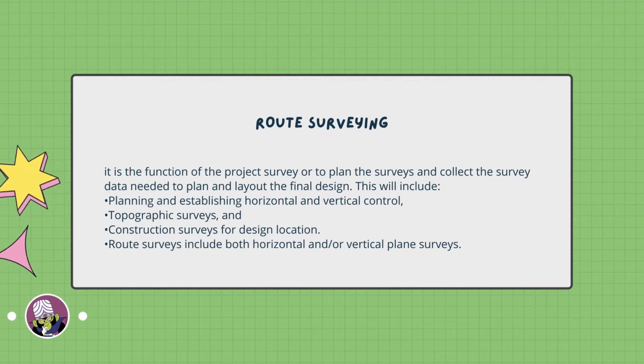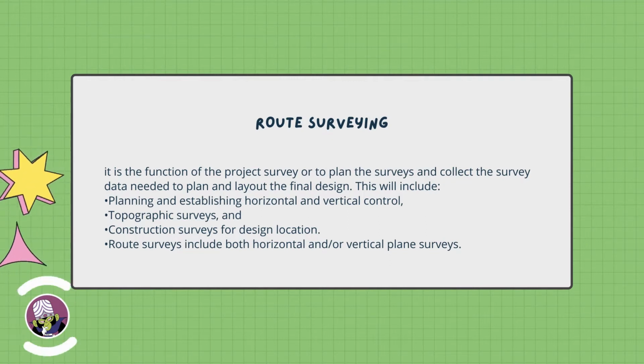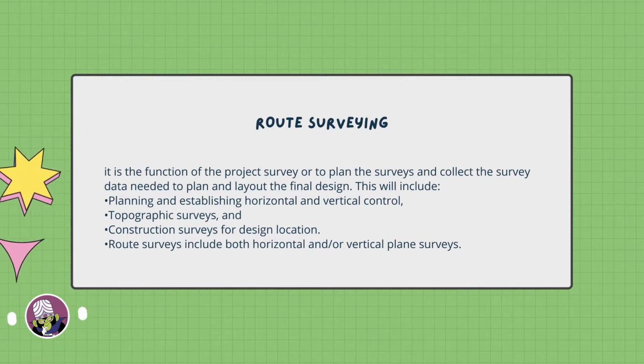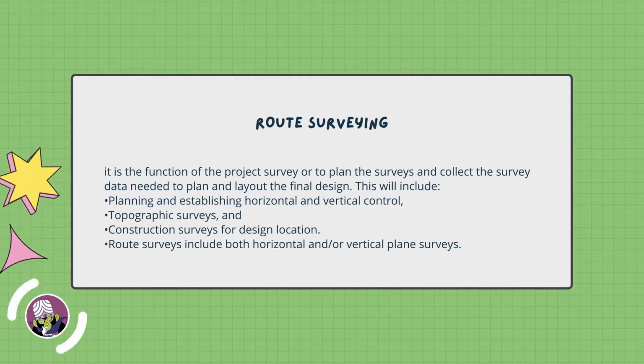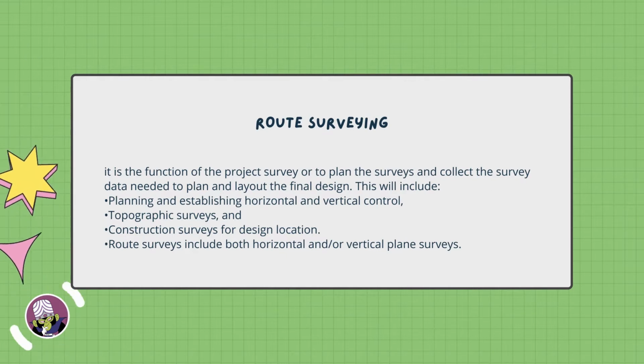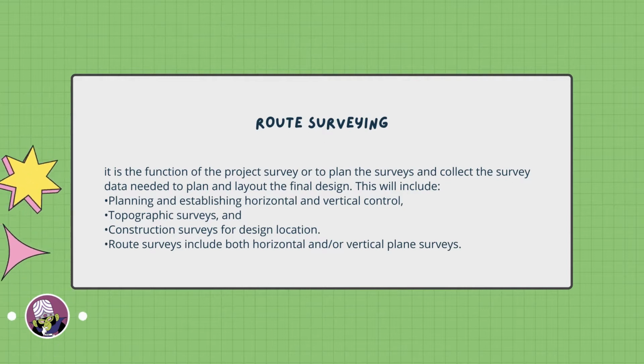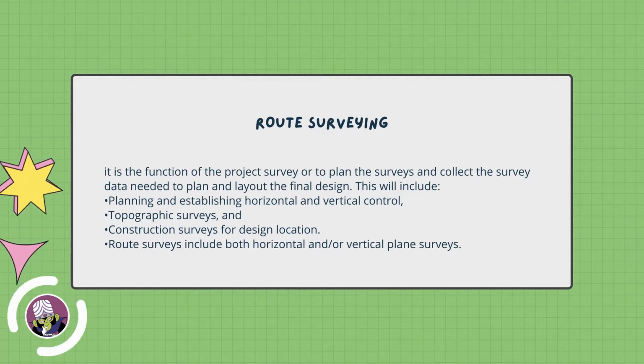Route surveying. Route surveying is the function of the project surveyor to plan the survey and collect the survey data needed to plan and lay out the final design. This will include planning and establishing horizontal and vertical control, topographic surveys, construction surveys for design location, and route surveys include both horizontal and or vertical plane surveys.